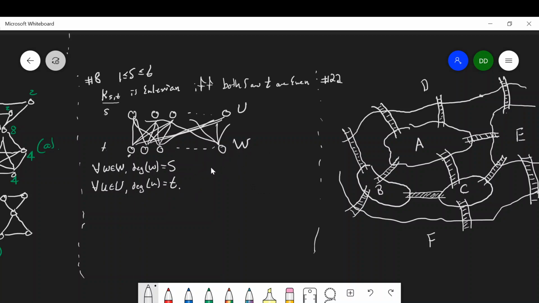So K_{S,T} is Eulerian if and only if we need S to be even and T to be even, because every vertex has to be even degree. And so that's it. We use that theorem to say that every vertex has to be even degree, and these are the degrees of the vertices, so S has to be even and T has to be even. That's it.